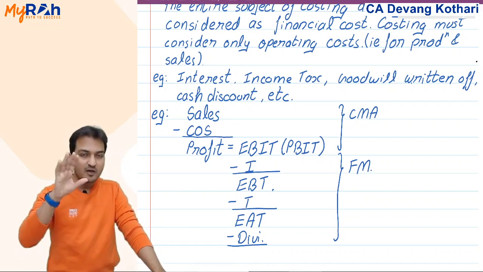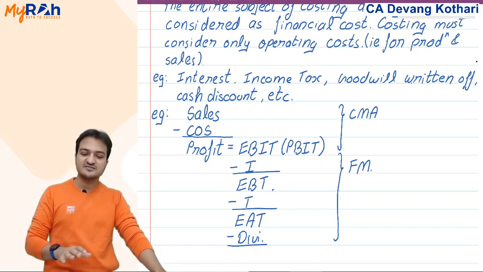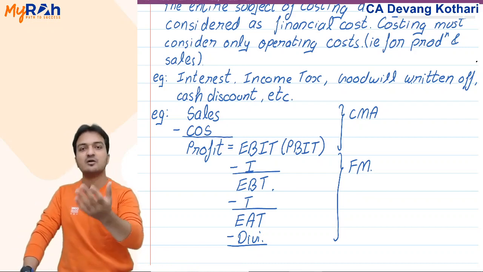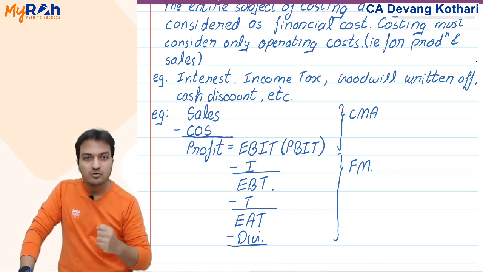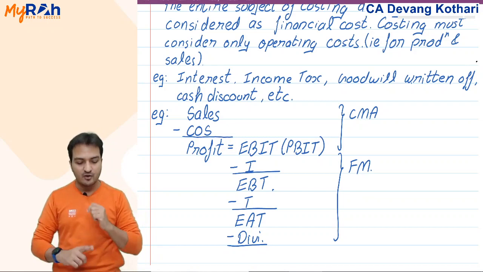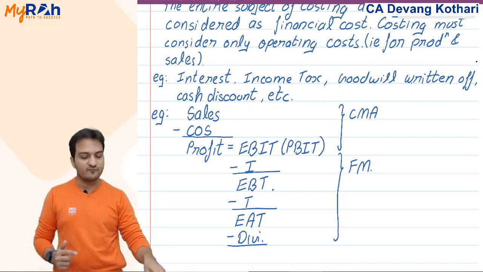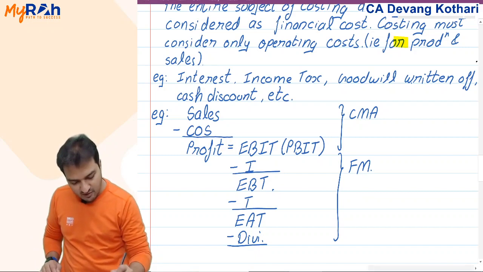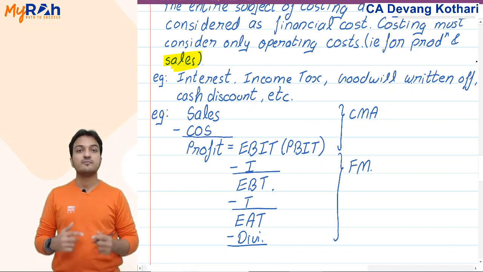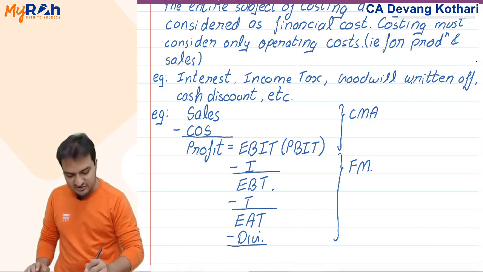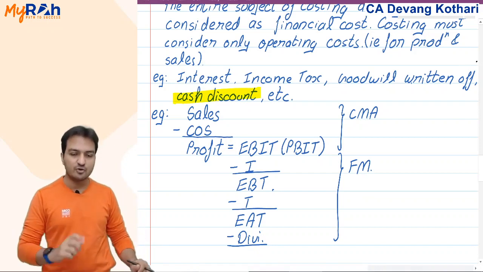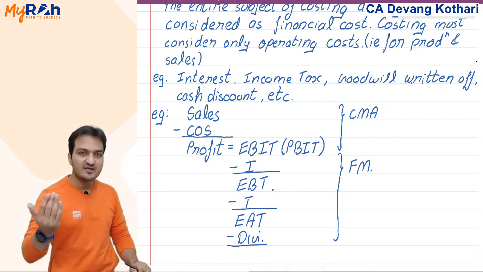So look at the nature. Am I giving this discount to encourage the sale? No, I'm giving this discount to encourage early payment from you. So if this discount is given just for getting the money collected fast, and not for the purpose of promoting sales, it is not an operating cost. It becomes my financial cost. So cash discount is just given to get my finances faster. It is not given to encourage more sales. It is given just to get the money collected fast.